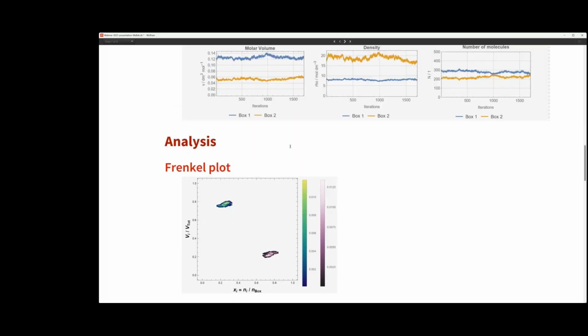So once the actual simulation has been completed, the results are analyzed by executing the analysis script. And as a first analysis tool, a so-called Frenkel plot is used. Here the fraction of the total volume taken up by a box is plotted versus the fraction of all particles in the box. Every dot represents a point sampled in the simulation. And now the closer these points cluster around the two points that correspond to the coexisting liquid and vapor state, the better the convergence. So the smallness of the two surfaces here is a kind of measure of good convergence.